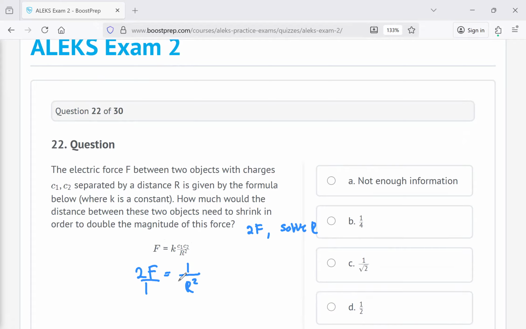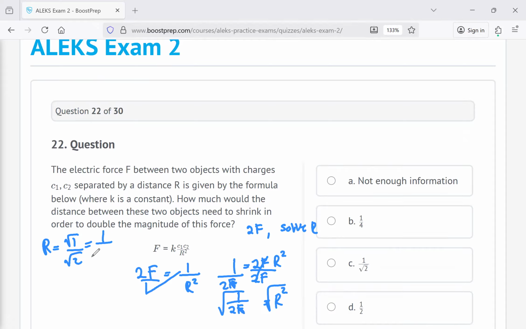Okay, then what you're going to do is solve for big R. So you can cross multiply. That's going to be 1 equals 2F R squared. And then solve for R. So you're going to divide both sides by 2F, and you get R squared equals 1 over 2F. Or you can forget the F because we only care about the constant. Then solve for R. So R is going to be the square root of 1 over the square root of 2. And we know that the square root of 1 is 1, and then you have the square root of 2.